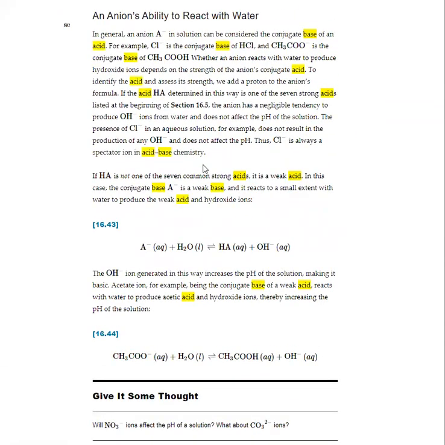An anion's ability to react with water. So talking about anion, remember, if you were to write out a salt, you're going to have A being your cation and B being your anion. So I'm just going to write cation, anion. Remember, cations are positive, anions are negative. If you forget that, just think of any substance. So HCl, the H is positive, Cl is negative, Cl is the anion.